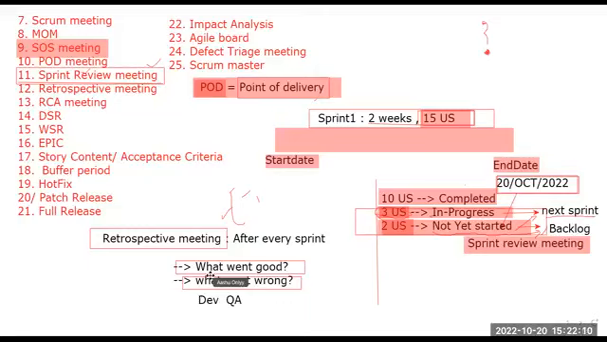Sir, is the retrospective meeting specific to the development team or QA team? It is for all the teams. Let's say we have development and QA teams, and 5 developers. As a development team, whatever mistakes we have done, we can share. And my point here is, we are not going to point at any individual.